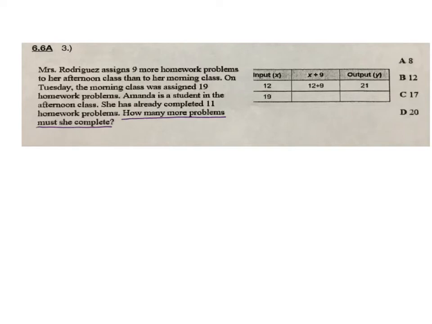Number 3, Mrs. Rodriguez assigns 9 more homework problems to her afternoon class than her morning class. On Tuesday, the morning class was assigned 19 homework problems. Amanda is a student in the afternoon class. She has already completed 11 homework problems. How many more homework problems must she complete? There's a table to help you, and your answer choices A, B, C, or D.